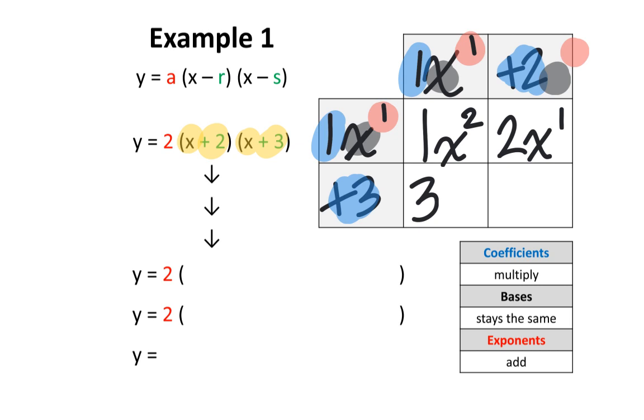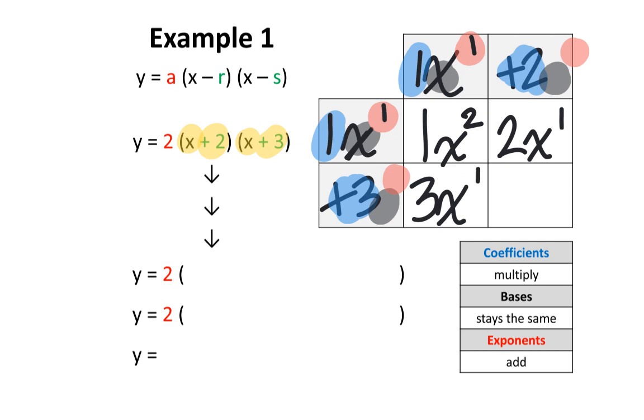Next, let's look at the bases. We know the base for this term is x, but what about this term? Well, that term actually doesn't have a base, and it doesn't really matter because bases stay the same. So this x is going to stay the same. So I'm going to write an x right over there. Next, we want to take a look at exponents. We know the exponent for this term is positive 1, but what about this term? Since there is no base, that means there is no exponent. So this 1 has nothing to add to, so that 1 is going to stay the same. So I'm going to write a 1 right over there.